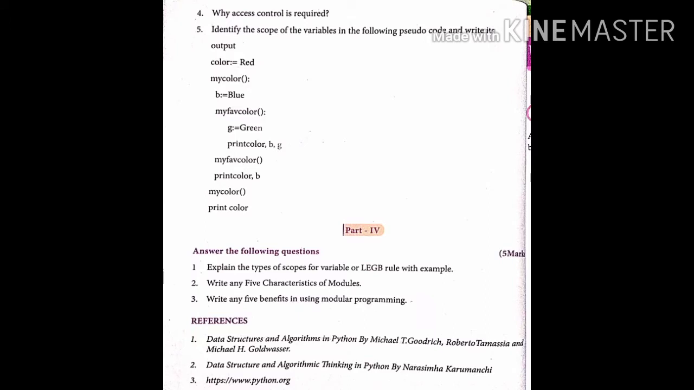Moving on to the next part 4. Answer the following questions. It's a 5-mark question. Let's move on to the first question. Explain the types of scopes for variable or LEGB rule with example. LEGB rule is nothing but local, enclosed, global, and built-in rule. And the answer is given on page number 22. Let's see the answer for this question.